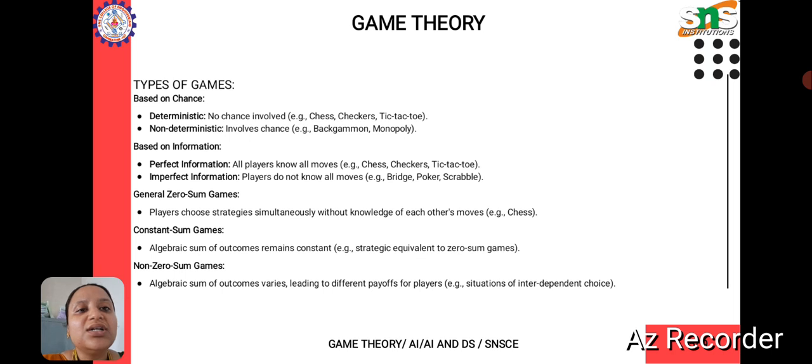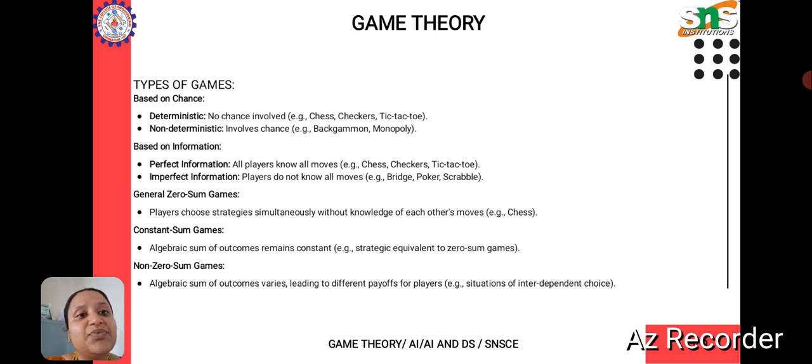Now, what are all the types of games? Based on chance, there are two different types of games: deterministic and non-deterministic. Deterministic is where you cannot make any changes, and non-deterministic is where you can make changes based on that. Now based on information, you have two types: perfect information and imperfect information.